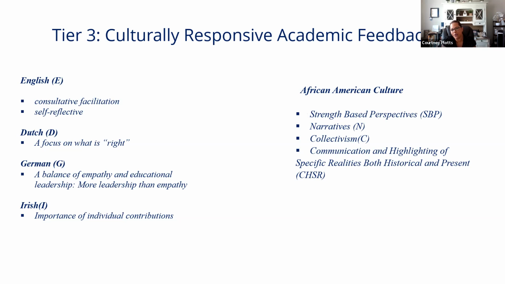So if you were talking about giving academic feedback with an African American lens of academia and what would be of value, it would be a strength-based perspective. It would be using narratives, and it would be showing in the work examples of collectivism for growth, right? It would be individual things that they could do and also collective things that you have set up to be done. And I don't have time to go into all that right now. I wrote a book on it. It'll be out soon, so you can look at it there. Communications and highlighting, again, of both those specific realities, historic and present.